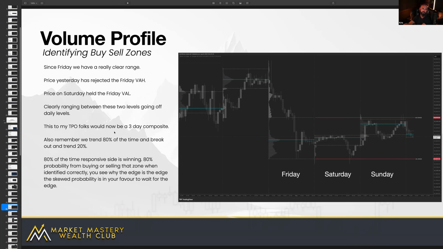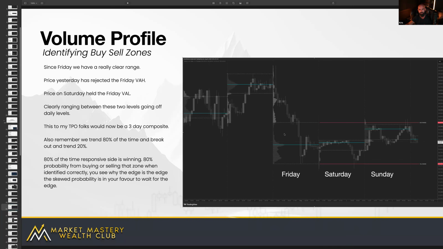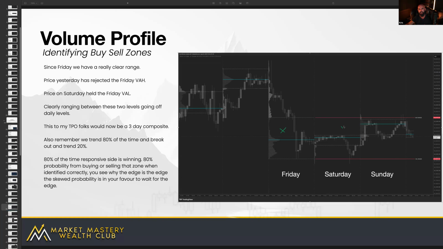This is my TPO, folks, would now be a 3-day composite. So, once you've closed, you'd go, okay, we have value inside of this candle, and this one is inside of this one, and this one's inside of this one. So you'd merge them all together, and you'd find where the value area high and value area low is, and that would be called a 3-day composite. So for you guys who didn't know that, that's what we talk about with composites.